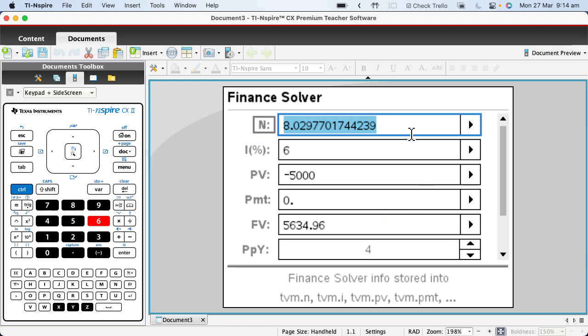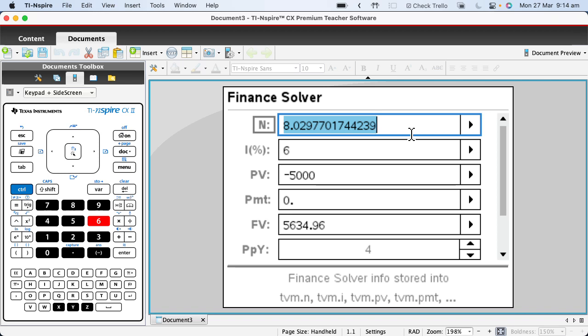not 8 compounding periods, but 8.03, which means that you'd probably have to go to 9 compounding periods in order to get that final value that you're looking for. So it's not exactly half. It's a little bit more than that.